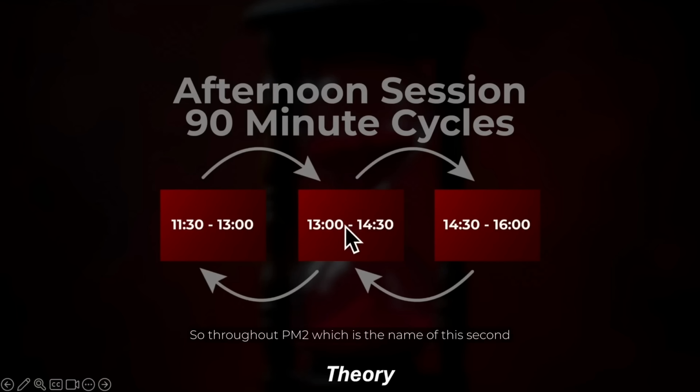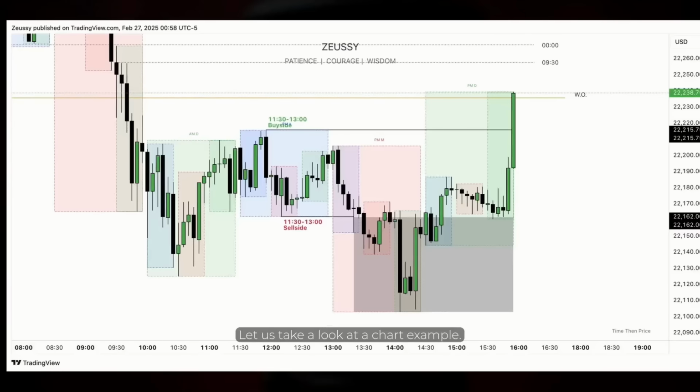So throughout PM2, which is the name of this second 90-minute cycle of the afternoon session, you will refer to the high and low of the launch cycle. PM2 sets the stage for PM3, PM3 being from 2:30 p.m. to 4 p.m. Throughout this 90-minute cycle, you refer to the high and low of the previous 90-minute cycle to gauge the order flow. Again, each time cycle sets the stage for the next time cycle, and throughout the next 90-minute cycle, you refer to the high and low of the previous 90-minute cycle in order to gauge the order flow. Let us take a look at a chart example.